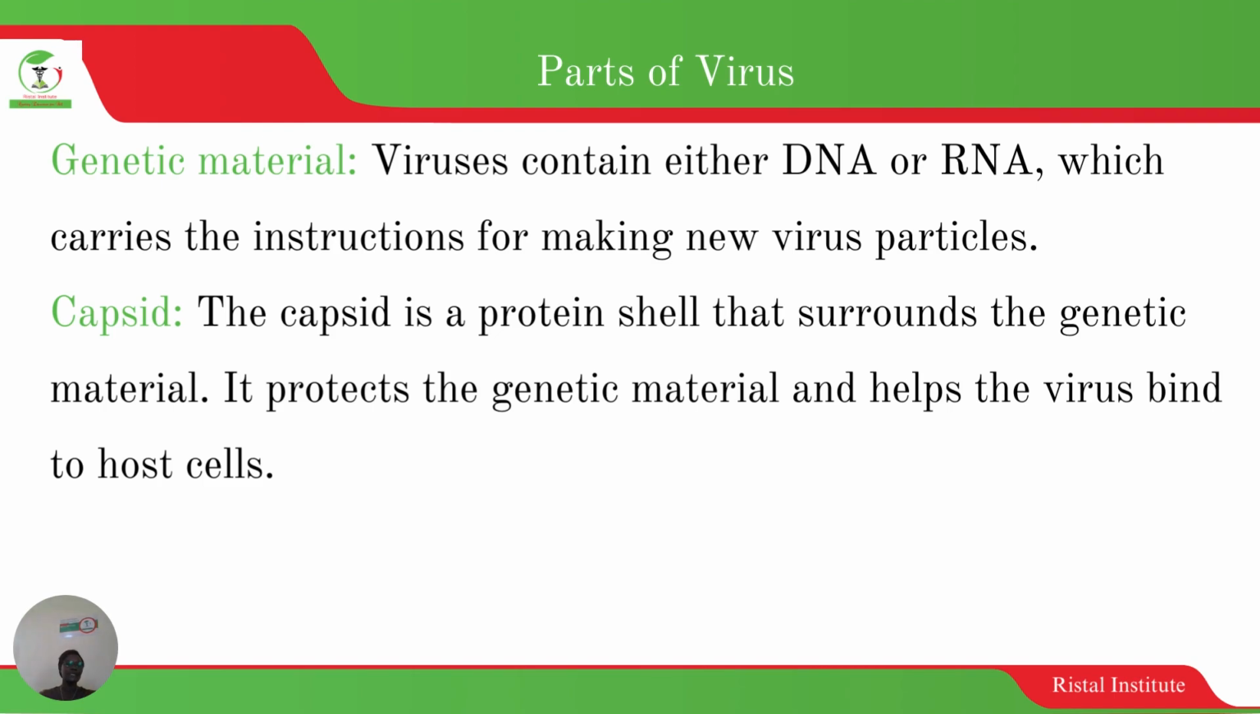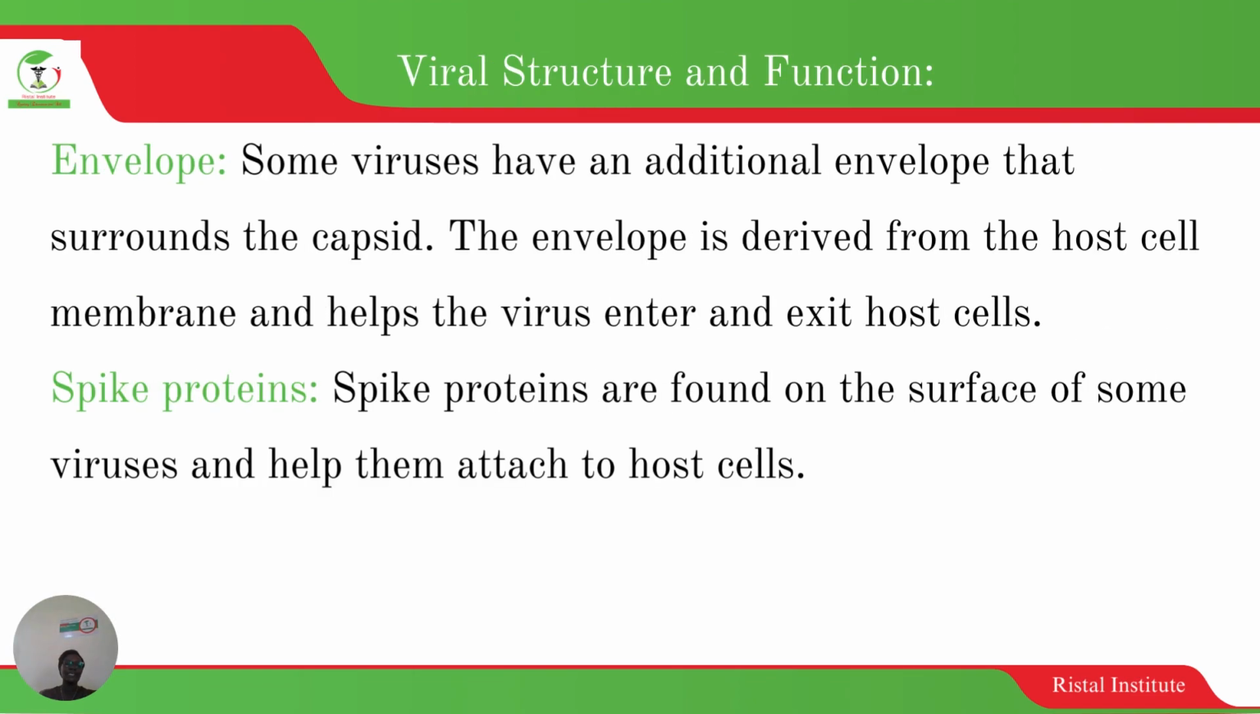Then we have the capsid. The capsid is made of a protein shell. It surrounds the genetic material, and it also protects the delicate genetic material, and it helps the virus bind onto the host cell. We have the envelope. Some viruses have additional envelopes that surround the capsid. The envelope is derived from the host cell membrane, and it helps the virus to enter and also exit or leave the host cells. When the virus enters, and when the time comes that it wants to leave, it uses the envelope.